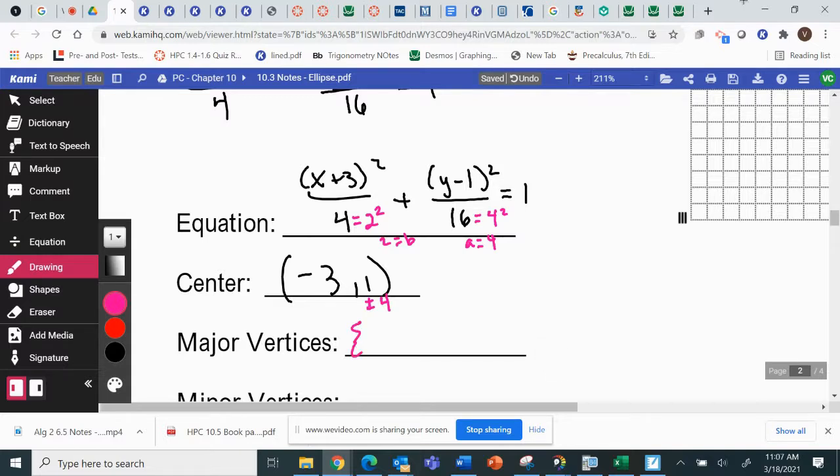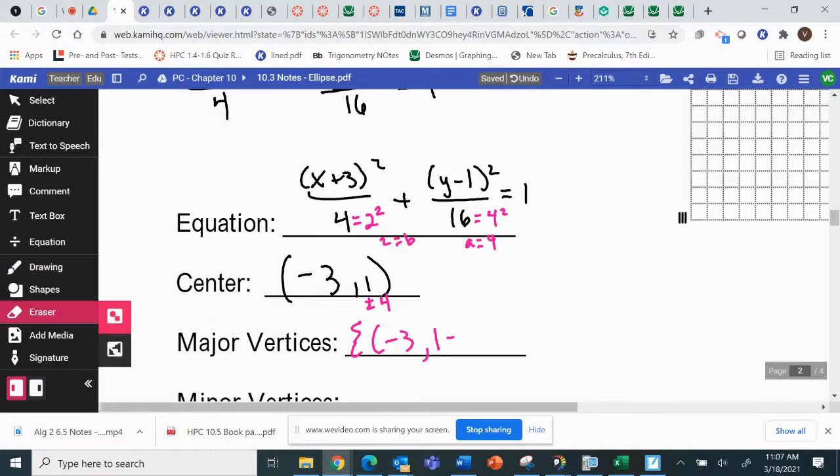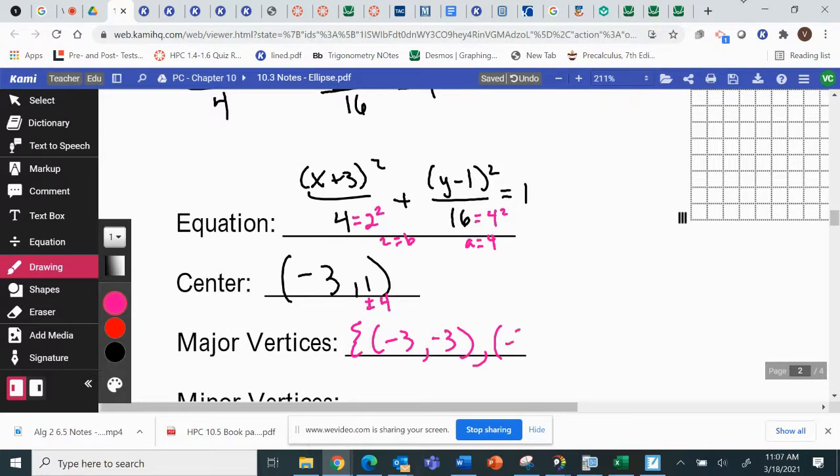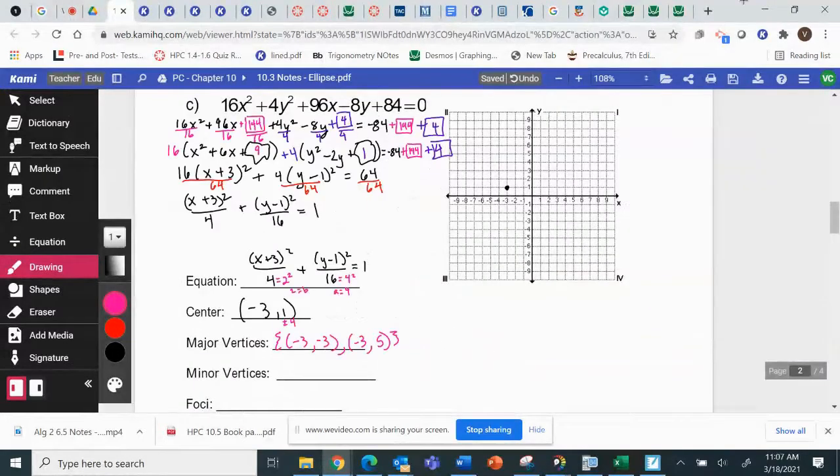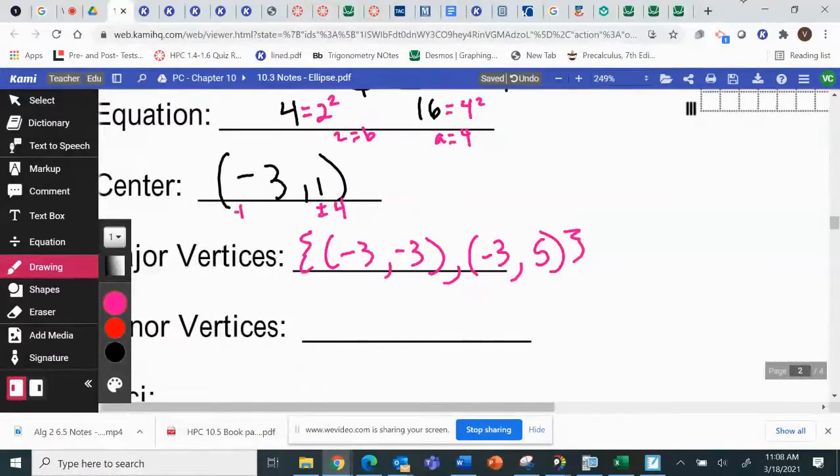Okay, so my major vertices will be at -3, 1 minus 4. Oh, why am I doing that? Because I'm talking to John about that. 1 minus 4 is what? -3. And then -3, 1 plus 4, 5. And then the minor vertices will be plus or minus 2 to the x's. And I get -5, 1 and -1, 1.